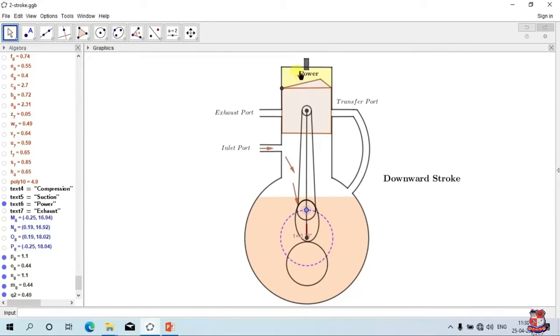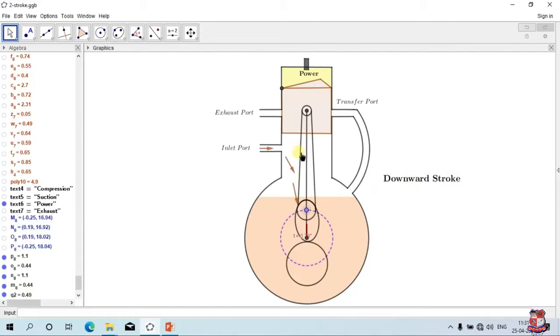Okay, in petrol engine we are providing spark with the help of spark plug. So here charge will be ignited. So here high pressure condition will be generated. So now our next stroke begins, downward stroke.